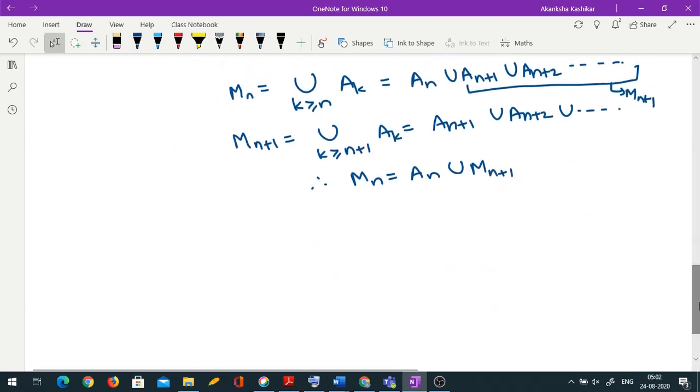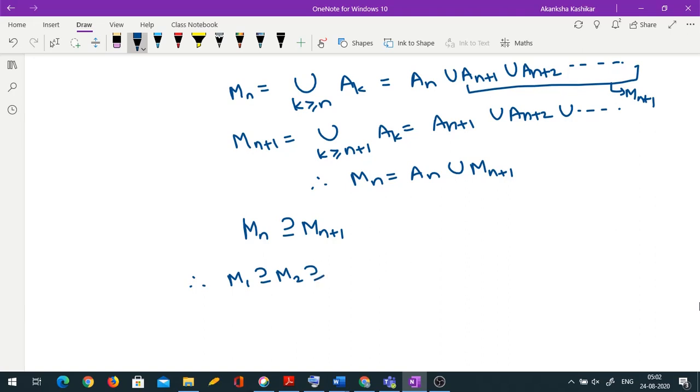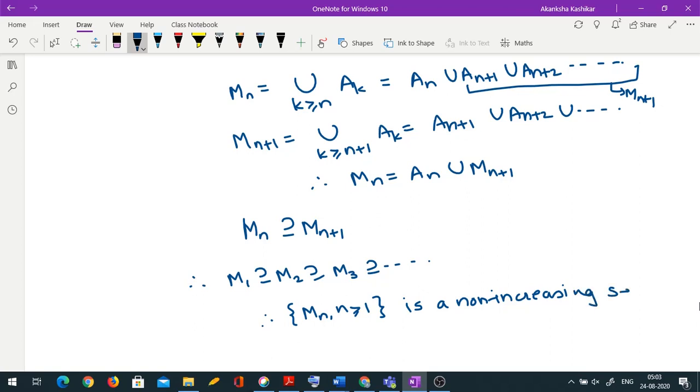What does it mean? It means that Mn is a superset of Mn plus 1. Therefore, in general M1 is a superset of M2, is a superset of M3 and so on. Therefore Mn is a decreasing sequence, or you can say non-increasing if you want to be precise. Okay, are you with me so far?